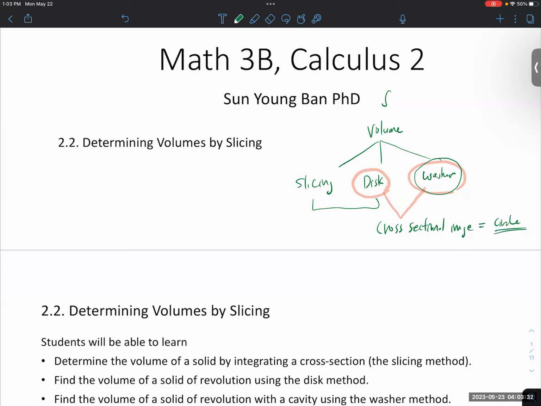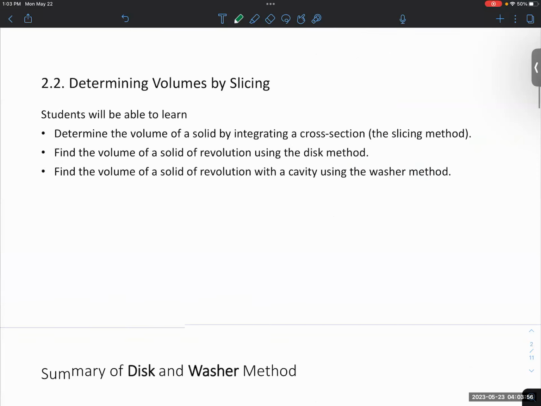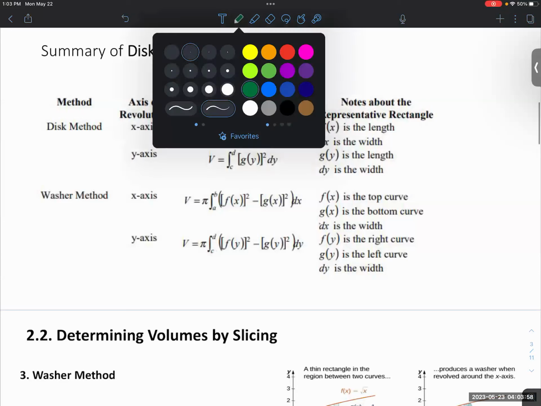The different thing is that in the disk method you deal with one function, but in the washer method, you're going to deal with 2 functions. So let me show you the table so that you can have a better concept of the difference and commonality between the disk and washer methods. Keep in mind that we are trying to measure the volume of the given curve. So let's take a look at it.